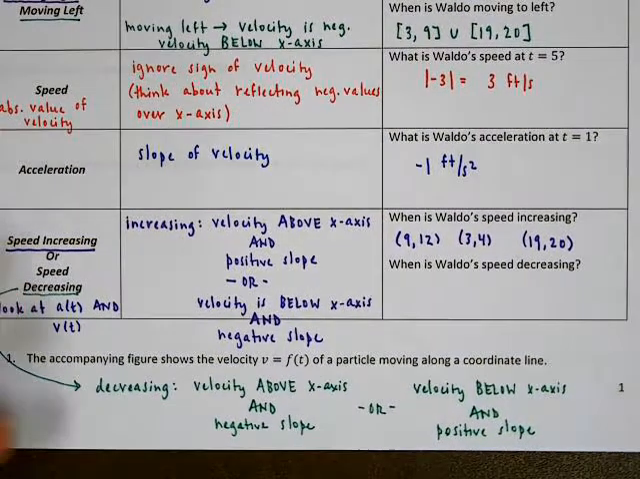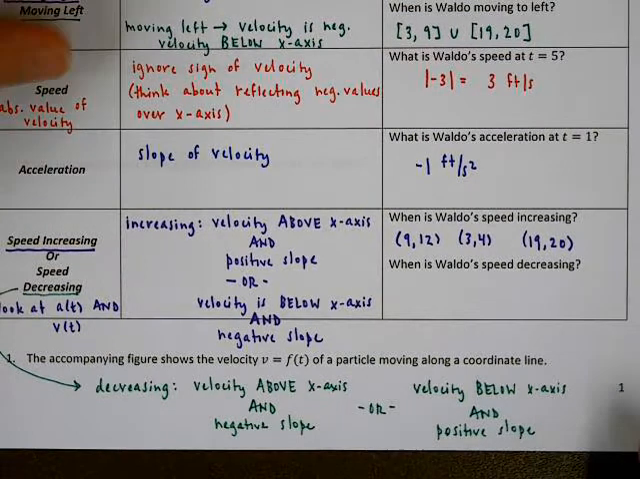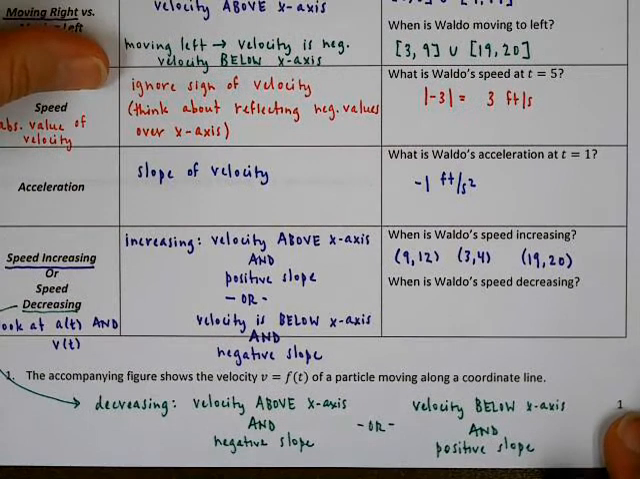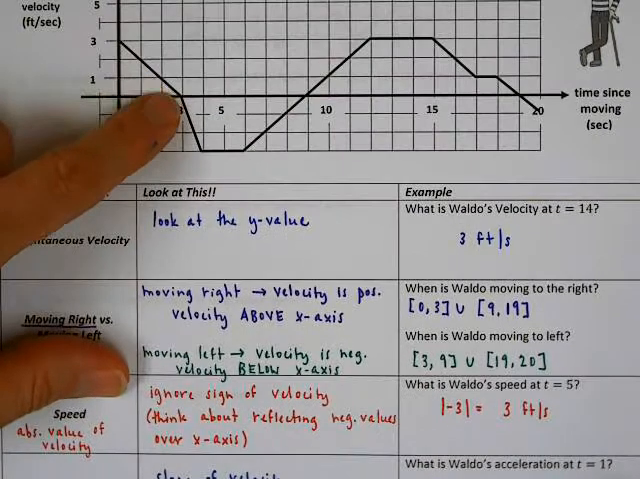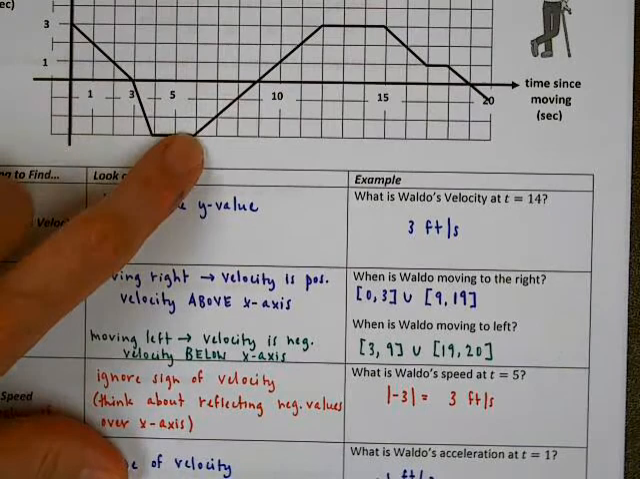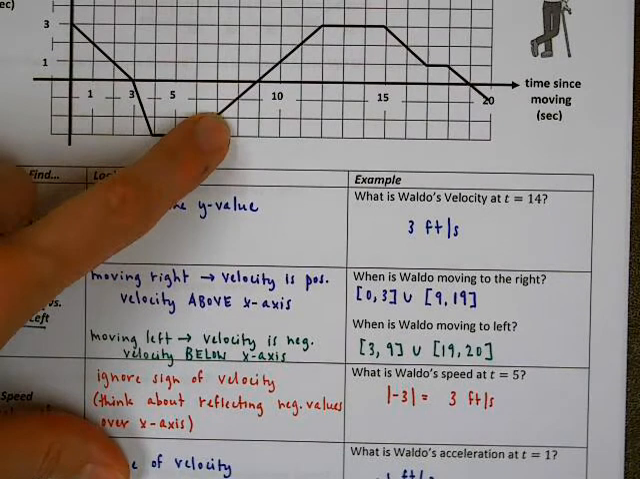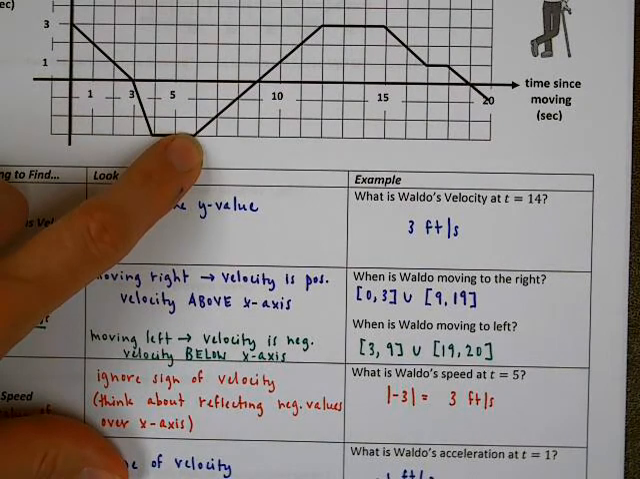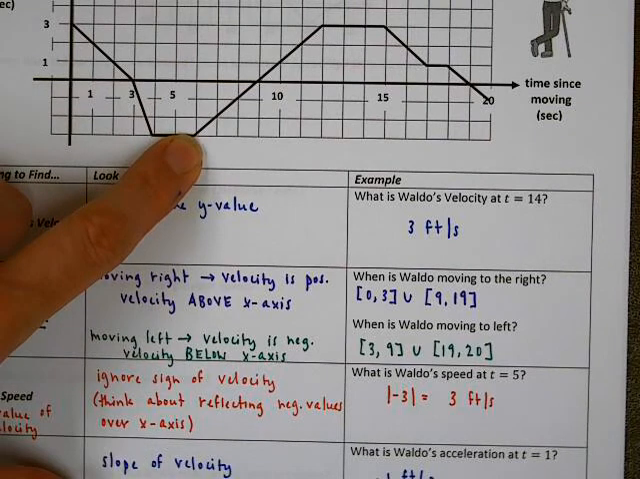So his speed is decreasing then when he's above the x-axis and has a negative slope. Those would be opposite signs, so from 0 to 3. The next time we have opposites, now here he's below but has a positive slope. So from 6 to 9 it looks like.